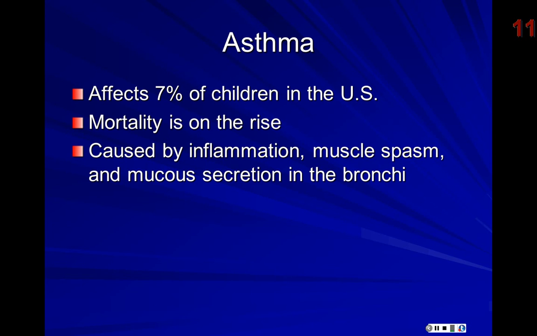Okay? So here are the three things that happen in asthma. Inflammation, muscle spasm, and increased mucus production. So it spasms and gets tight, and then it gets inflamed, which is swollen. So you take an already small airway, you squeeze it down a little bit, you swell it up a little bit more, and now you add mucus in it. Ooh-wee.